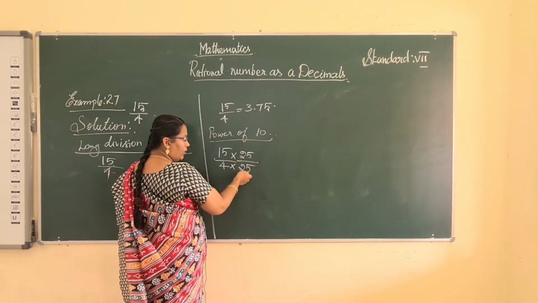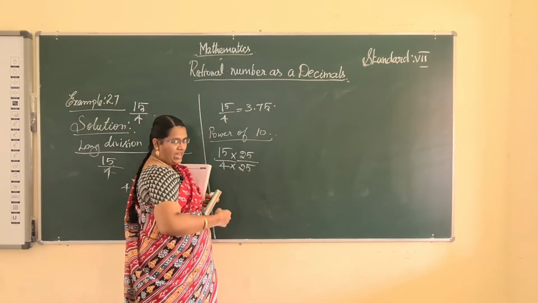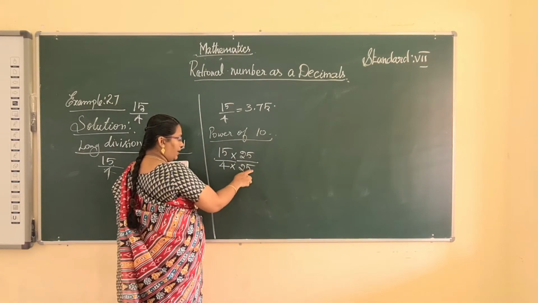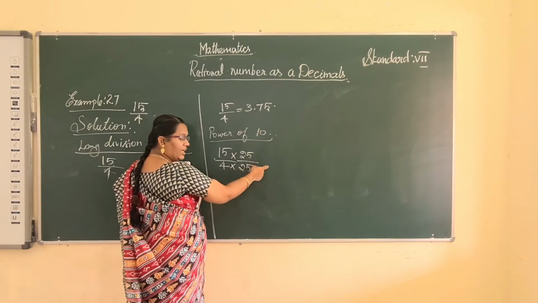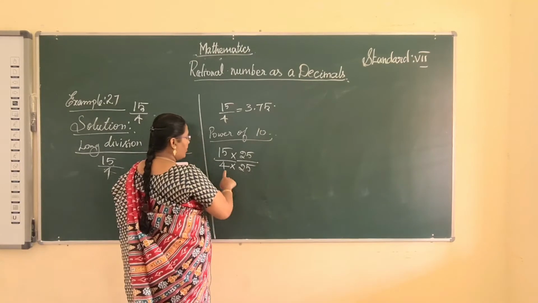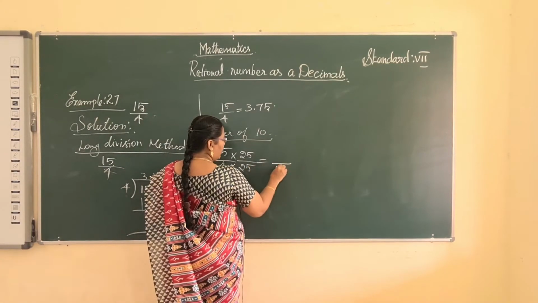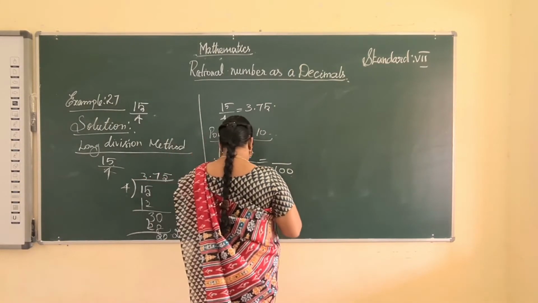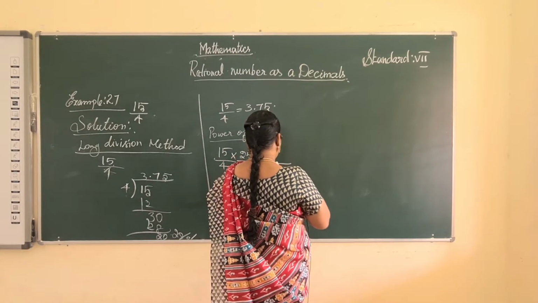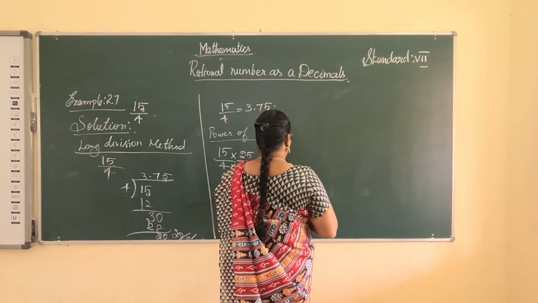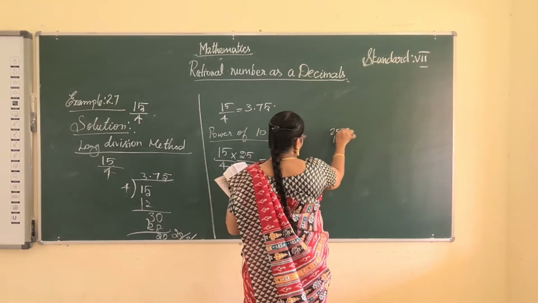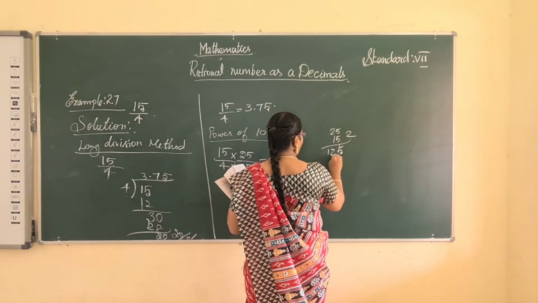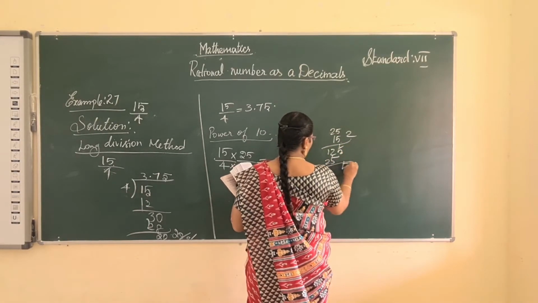Why do we multiply by 25 here? We need an equivalent rational number with a power of 10 as the denominator. So 4 multiplied by 25 gives 100, a power of 10. 15 times 25 is what value? Five fives are 25, five twos are 10, 12, 5, 2. So 375.